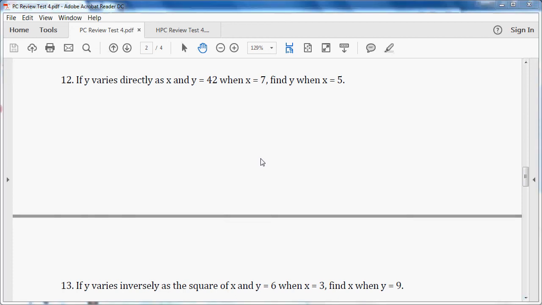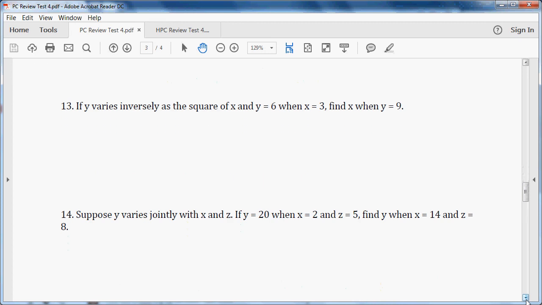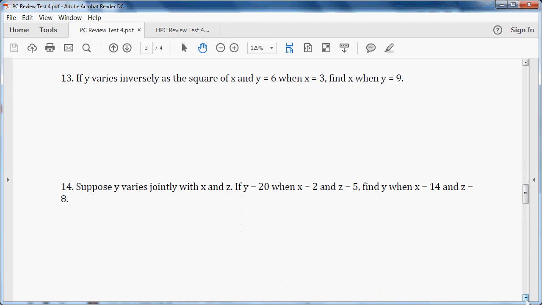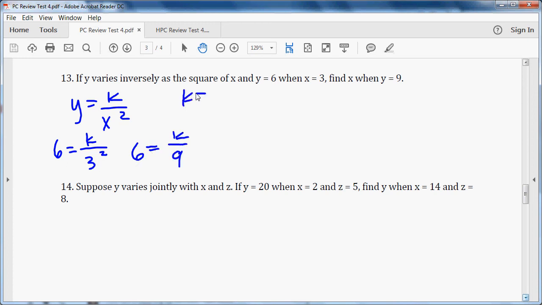Okay, next one, number 13 on CP. Honors, this is number 14 for you. If y varies inversely, so it's inversely, so we divide. Y equals k over, it says the square of x, so I put x squared on the bottom. It says y equals 6 when x equals 3. So I get 6 equals k over 9, multiply both sides by 9, I get k equals 54. Y equals 54 over x squared, and it says find x when y equals 9.